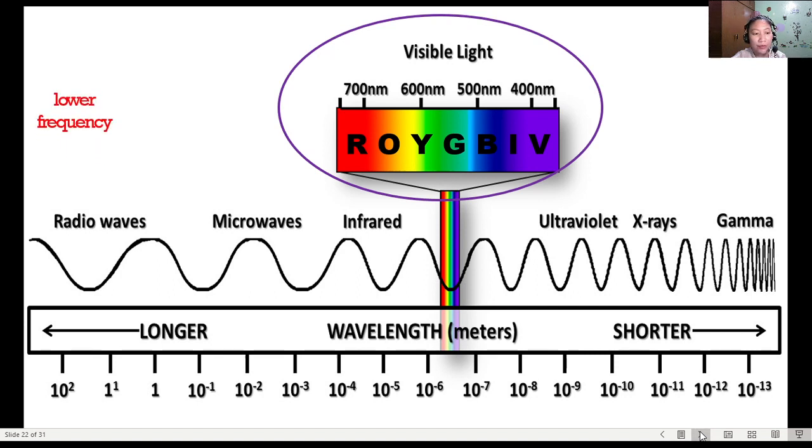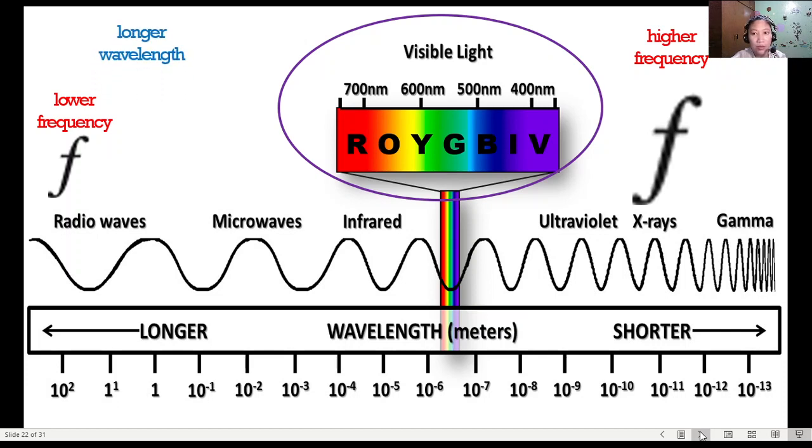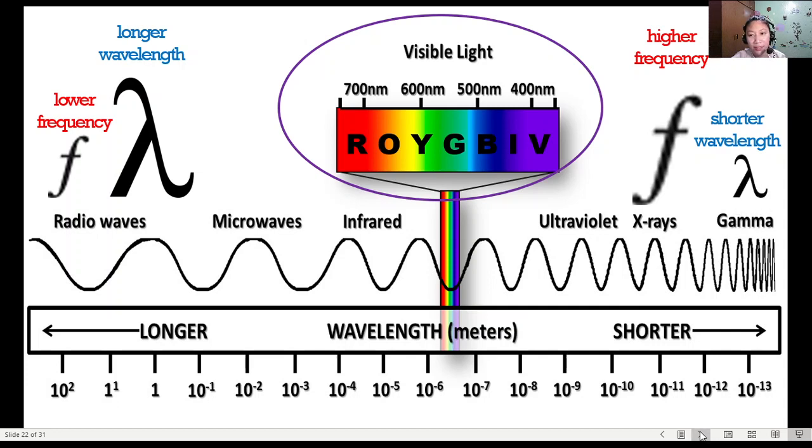So again, lower frequency to higher frequency, and the symbol is F. As shown here, big F on the other side. So that means small f, lower frequency. Big F, higher frequency. Longer wavelength to shorter wavelength. So that's the symbol of lambda. Bigger, then becoming smaller.